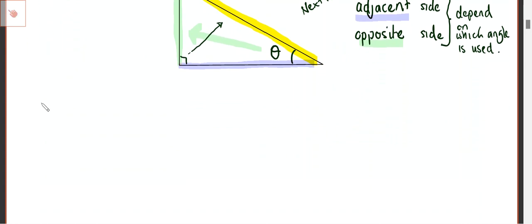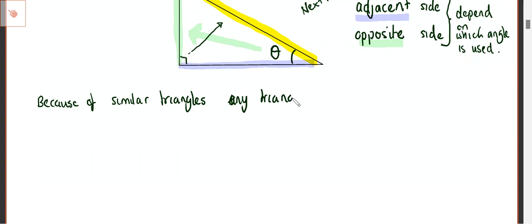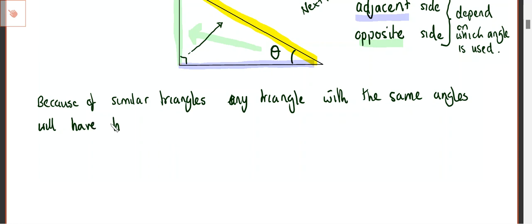Now, how do we use this knowledge? Because of similar triangles, and you can look that up if you've forgotten, I can say any triangle with the same angles will have the sides in the same given ratios.